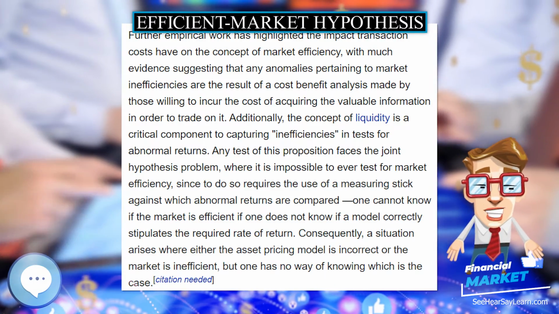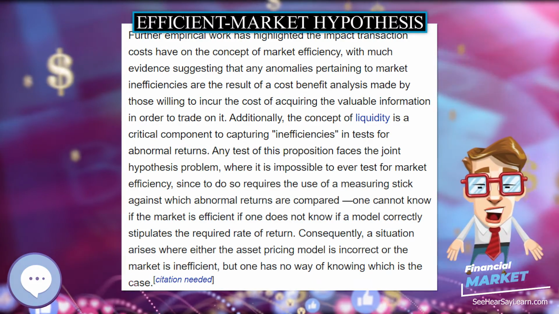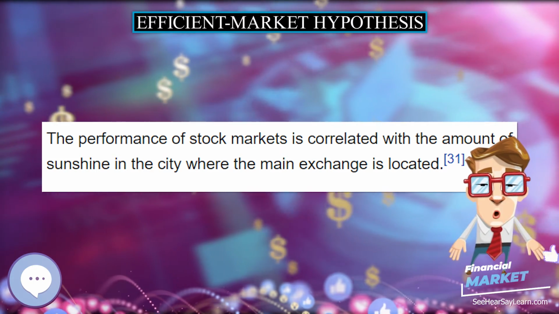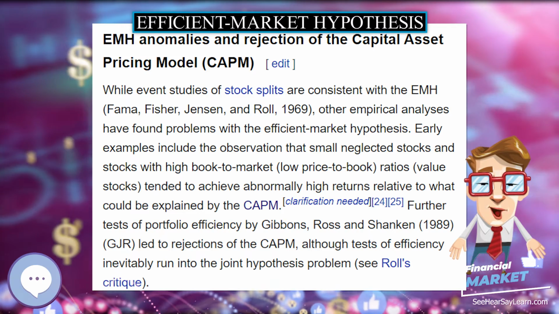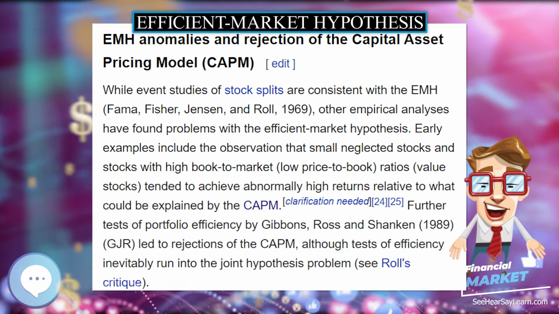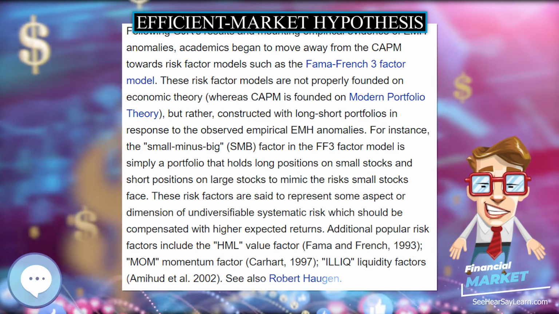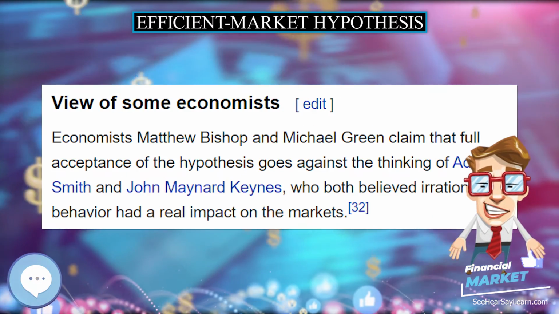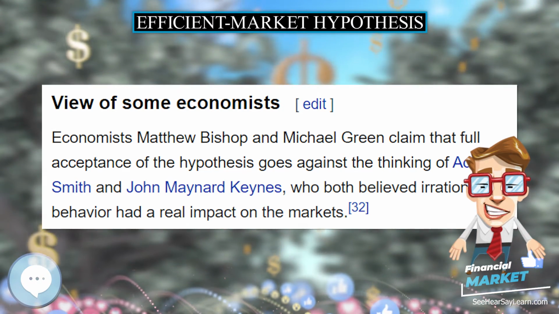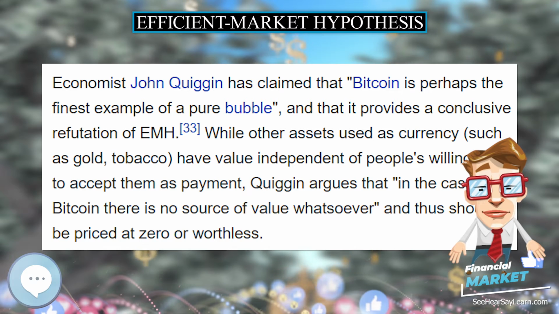These risk factors are said to represent some aspect or dimension of undiversifiable systematic risk which should be compensated with higher expected returns. Additional popular risk factors include the HML value factor, Fama and French, 1993, the MOM momentum factor, Carhart, 1997, and illiquidity factors, Amihud et al., 2002. See also Robert Haugen.